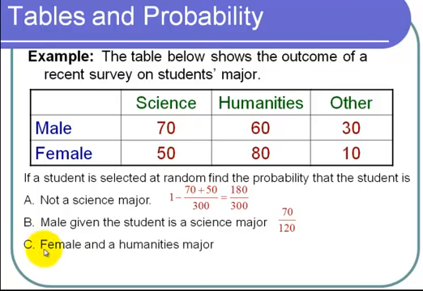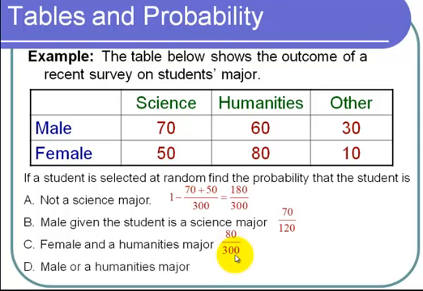Okay, now let's find out the probability that the student is a female and a humanities major. Well, we don't need to use any special rules other than the definition of probability. If we look at female and a humanities major, that's these 80 students right here. Those are the female humanities major students. And we're not restricting the population. They have to be a female and a humanities major out of everybody. So to answer the question, it's just 80. That's how many female humanities majors there are, out of 300, that's how many students there are.